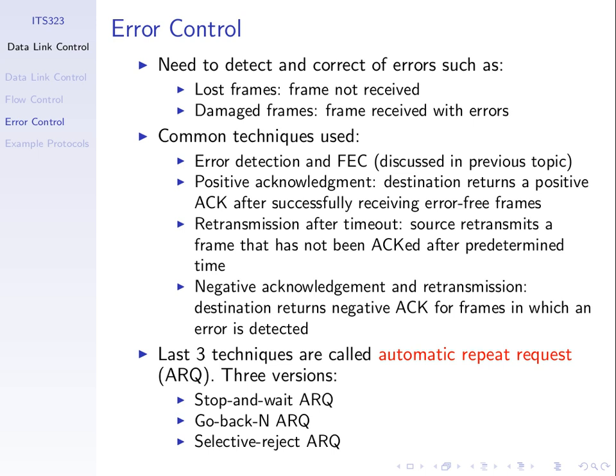There's a stop and wait ARQ, which is the simple one. And then there's 2 which are based upon sliding window, where we can send multiple frames. One's called go back N, and one's called selective reject. But remember, these are not for flow control, although they use the same or similar mechanism.